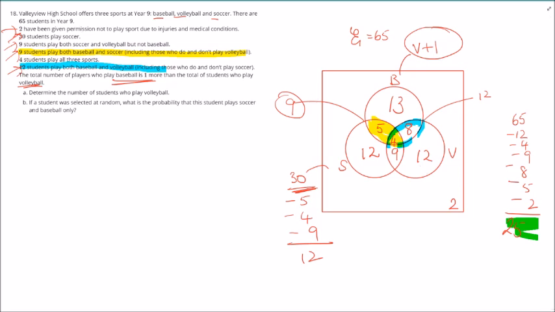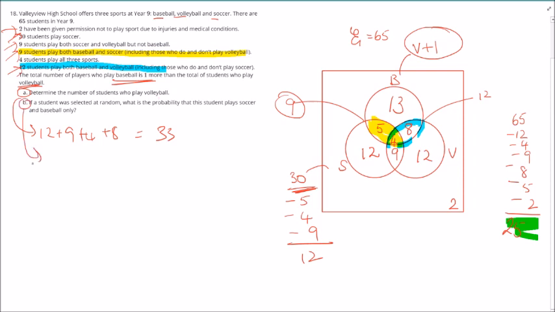Okay. Determine the number of students who play volleyball. So volleyball is 12 plus 9 plus 4 plus 8, which is 33.